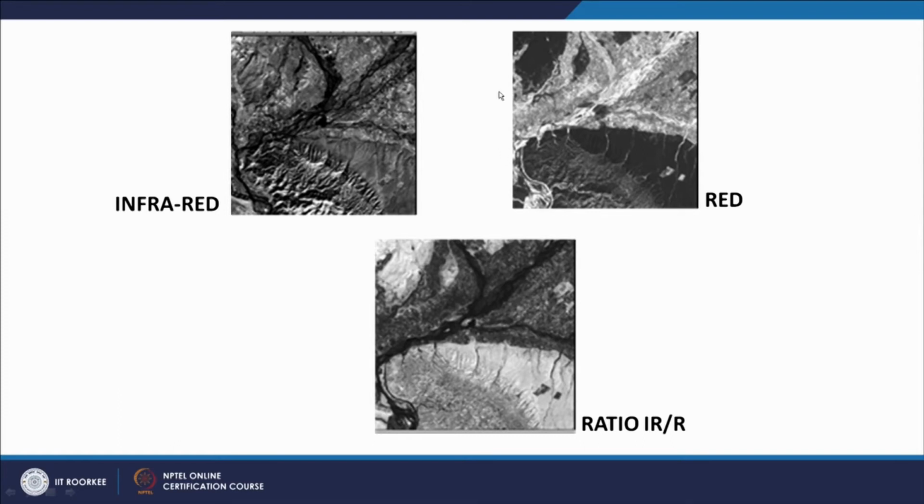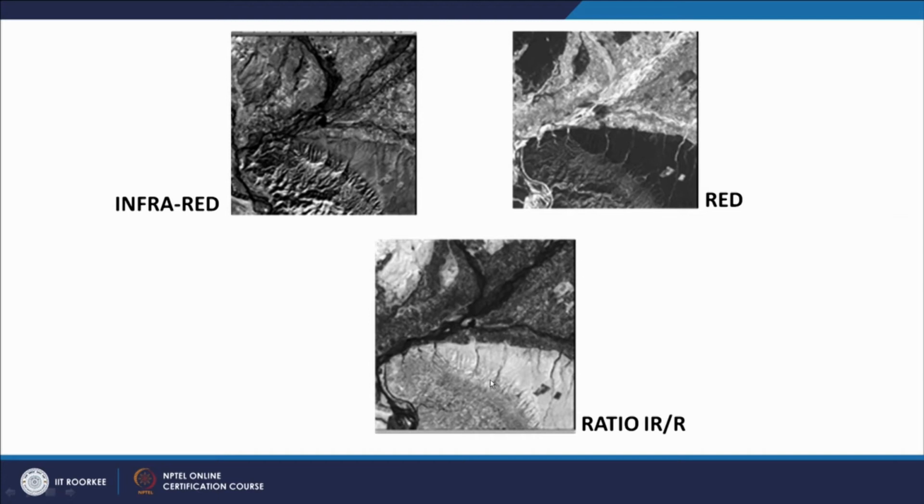These are from IRS LISS-3, and this is the red channel. As you can see, this is the vegetated area which comes out dark in the red channel, whereas in infrared it will definitely be better illuminated, with high brightness compared to the red part. But when we create a ratio, all the features which are present become much clearer.